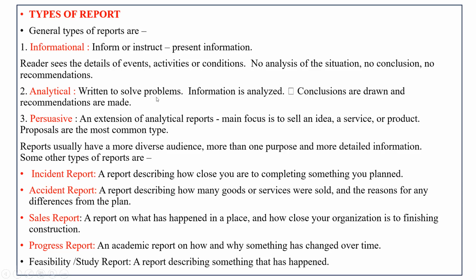Then the progress report, this is actually the academic report. Many times when you are doing a PhD, after every 6 months you need to submit a progress report to the university or to the research center. So this progress report is the academic report on how and why something has changed over time. Means you're doing some experiment and what type of result you are getting, and how you are progressing in your research. That type of report is called a progress report.